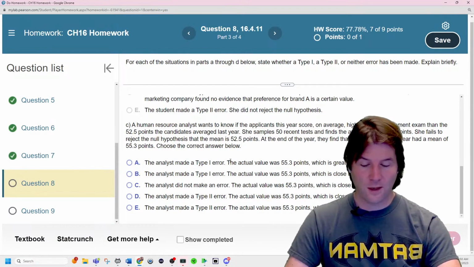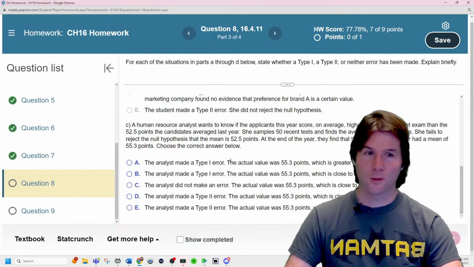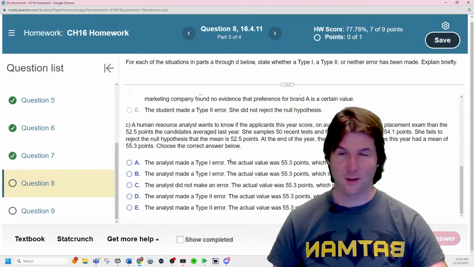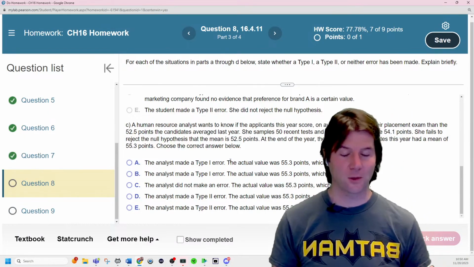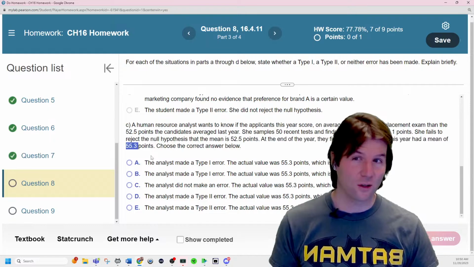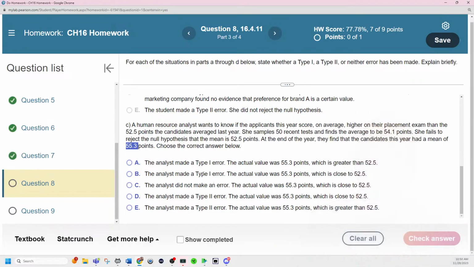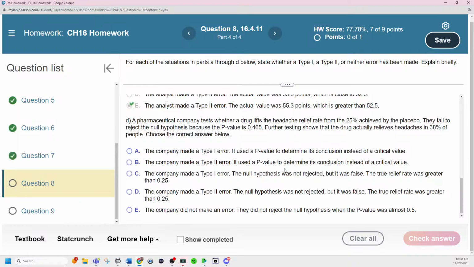At the end of the year, they find out that the mean was 55.3. What error was made here? I'll let you figure it out. Then I'll choose, right. It's type 2, yep. Because she didn't reject the null, she could only make a type 2 error. And then she found out it was greater than, so the null was false. She should have rejected it. So this is a type 2 error.